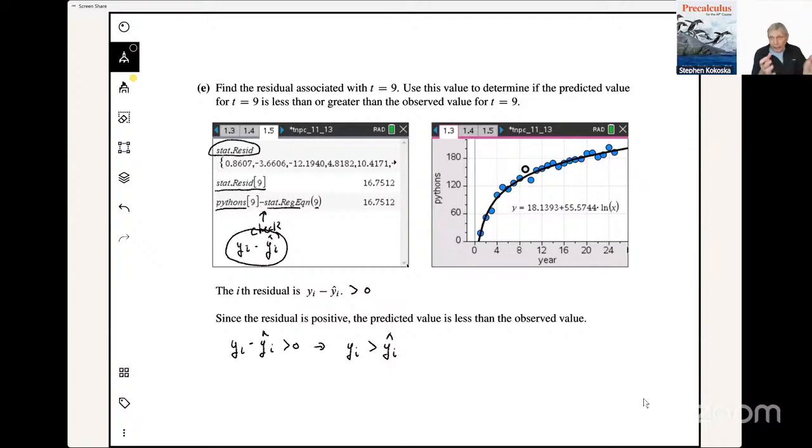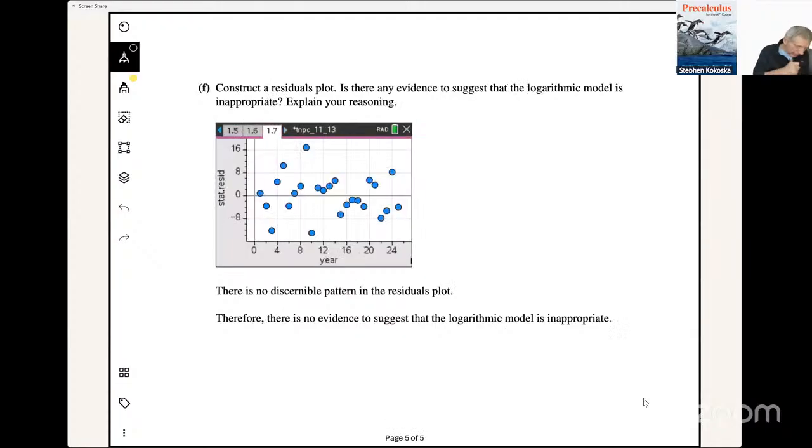I don't know if you can see this on the screen, but there's the actual coordinate that corresponds to t equal 9. And you can see that that's above the graph of that regression equation. So I've done it mathematically on the left-hand side, numerically, and I can see that visually on the right-hand side. That's kind of cool.